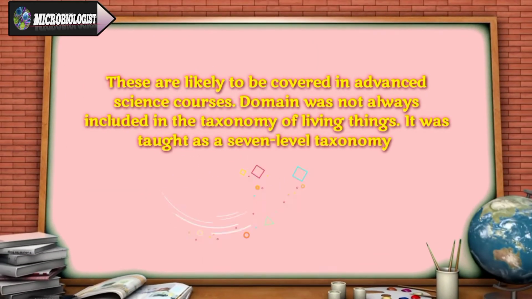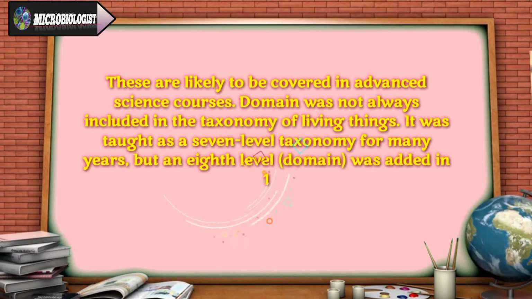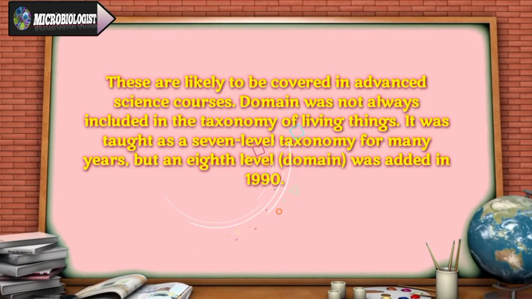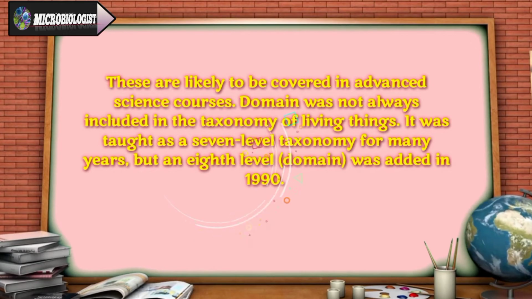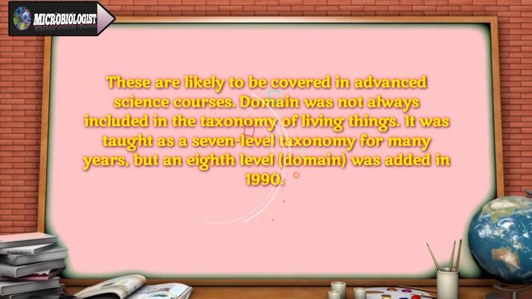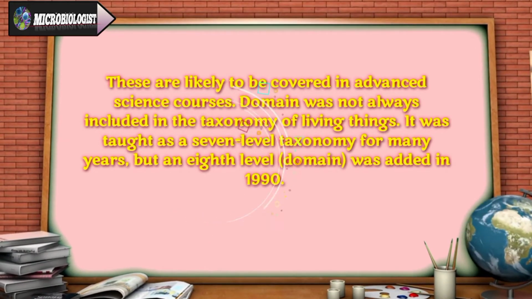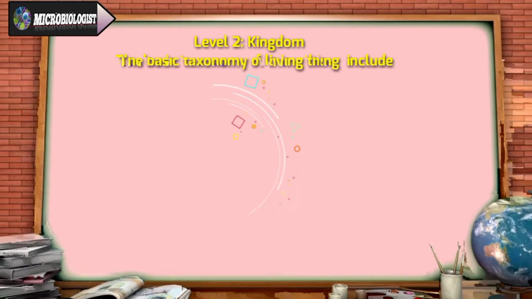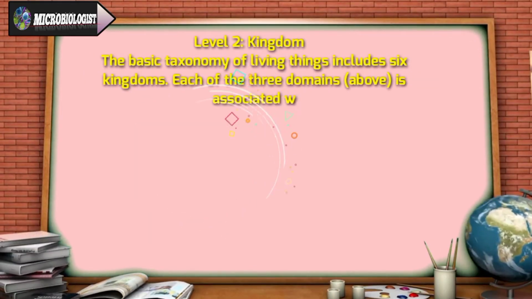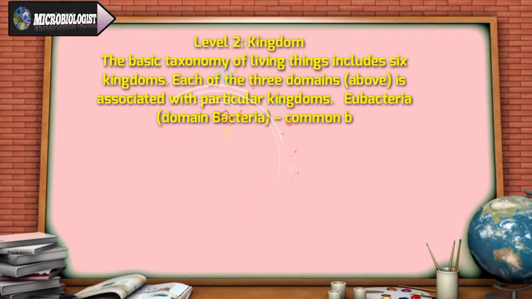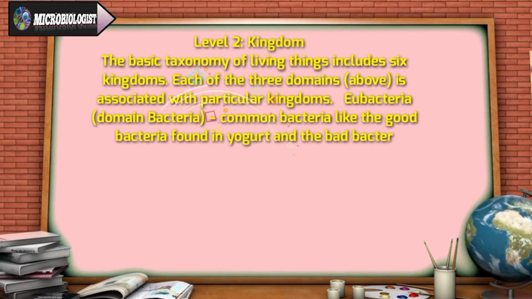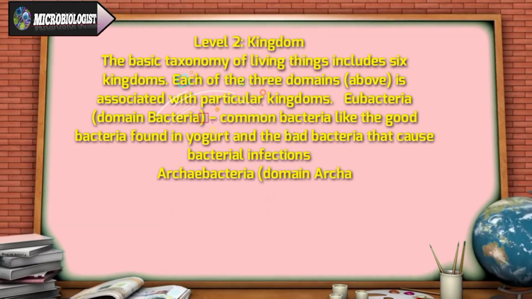Domain was not always included in the taxonomy of living things. It was taught as a 7-level taxonomy for many years, but an 8th level, domain, was added in 1990. Level 2, kingdom. The basic taxonomy of living things includes 6 kingdoms. Each of the 3 domains above is associated with particular kingdoms.